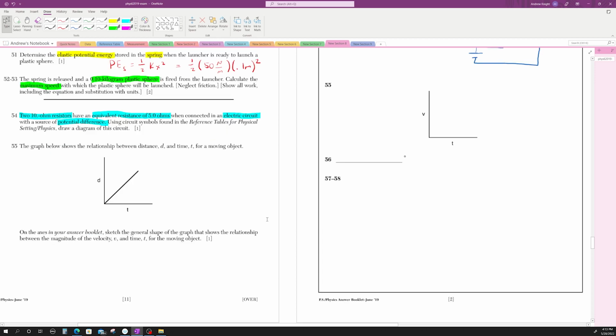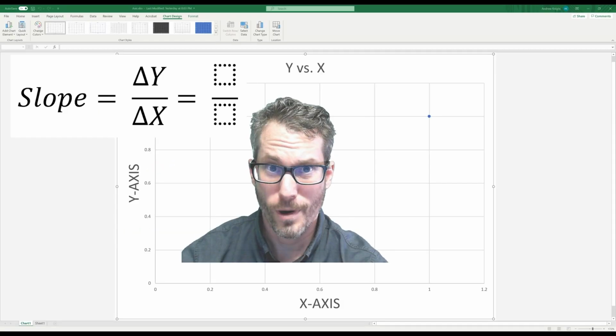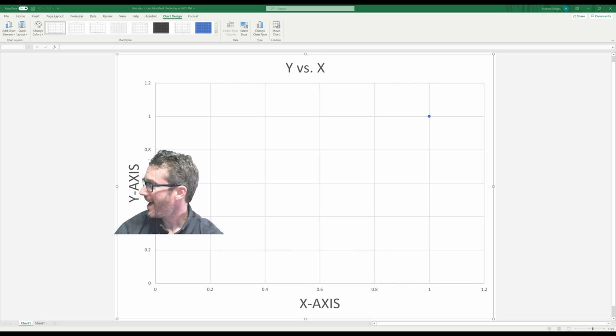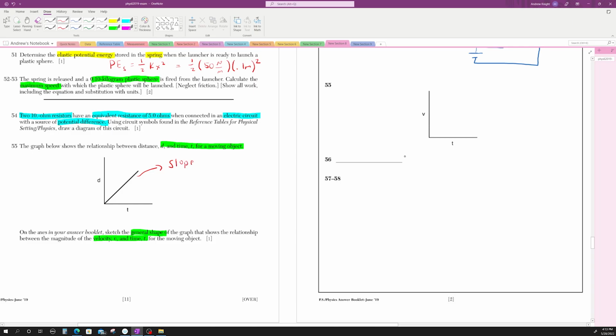Question 55. The graph below shows the relationship between distance and time for a moving object. On the axes in your answer booklet, sketch the general shape of a graph that shows velocity versus time for the moving object. Taking a look at the graph they gave us, distance over time, let's figure out what the slope is. What is on the x? What is on the y? Like we did before, slope is equal to the change in your y divided by the change in your x. In this case, this is the change in your distance divided by your time.